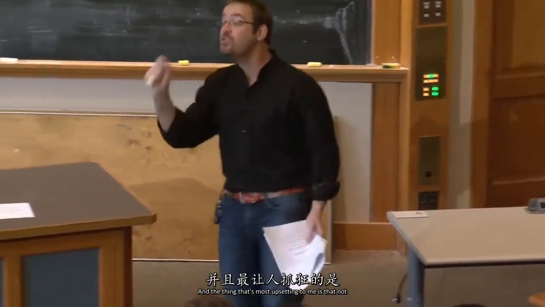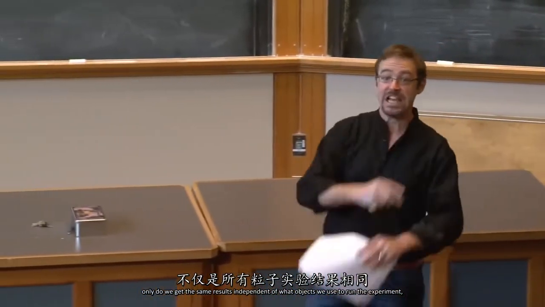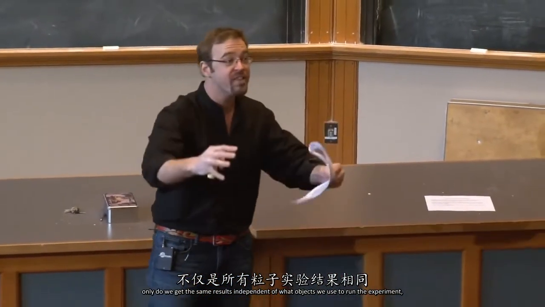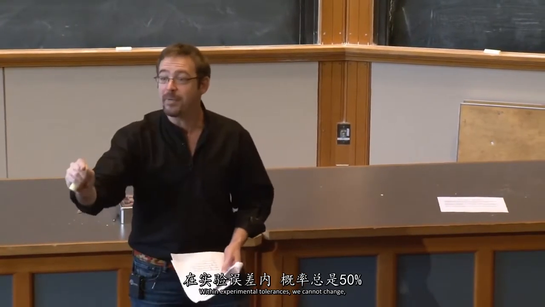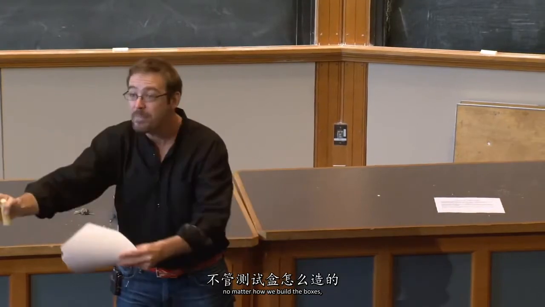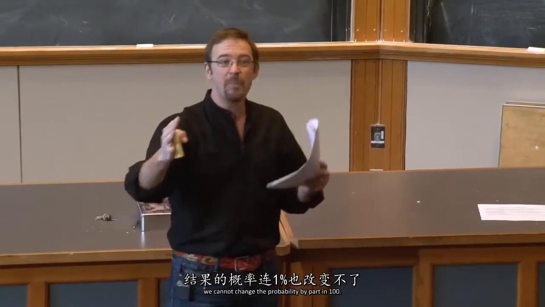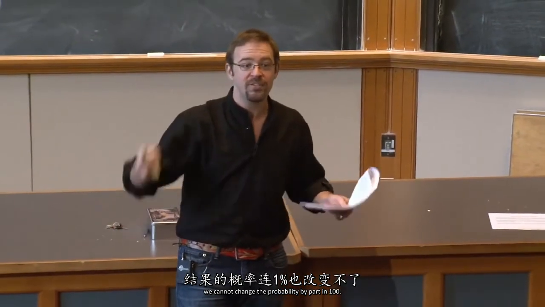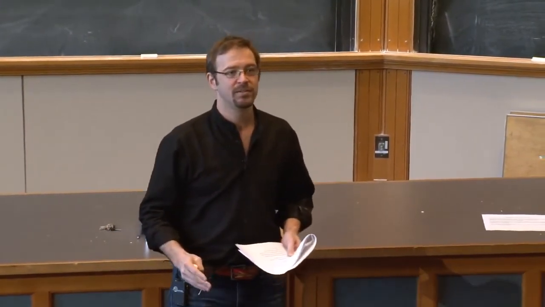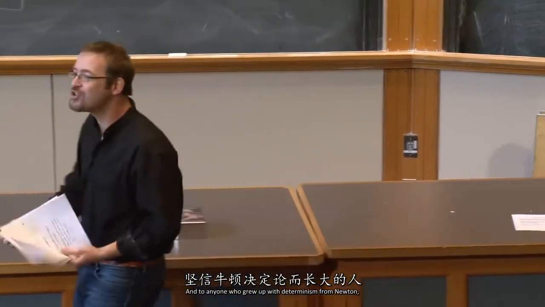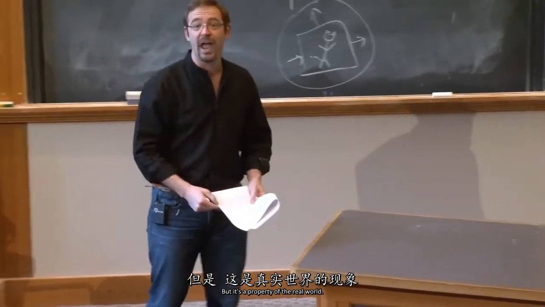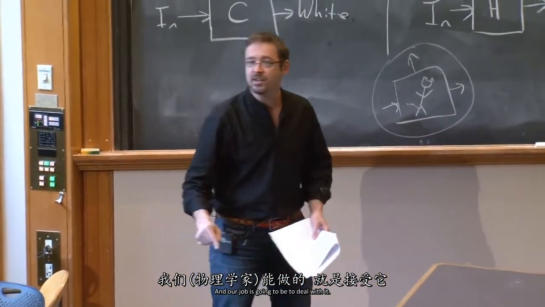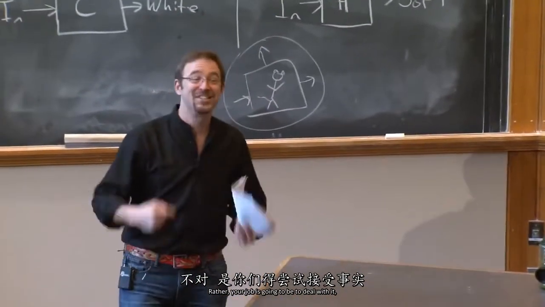It is persistent. And the thing that's most upsetting to me is that not only do we get the same results independent of what objects we use to run the experiment, we cannot change the probability away from 50-50 at all. To within experimental tolerances, no matter how we build the boxes, we cannot change the probability by part in 100. 50-50. And to anyone who grew up with determinism from Newton, this should hurt. This should feel wrong. But it's a property of the real world, and our job is going to be to deal with it. Rather, your job is going to be to deal with it, because I went through this already.